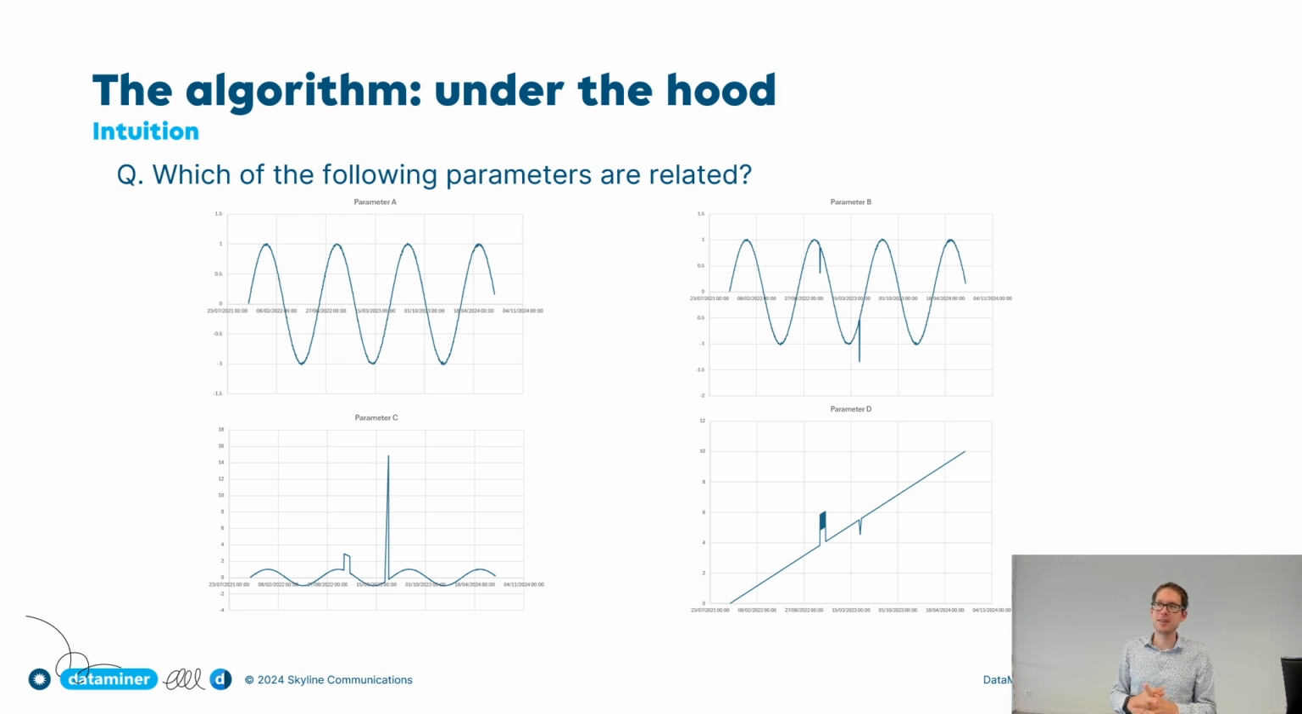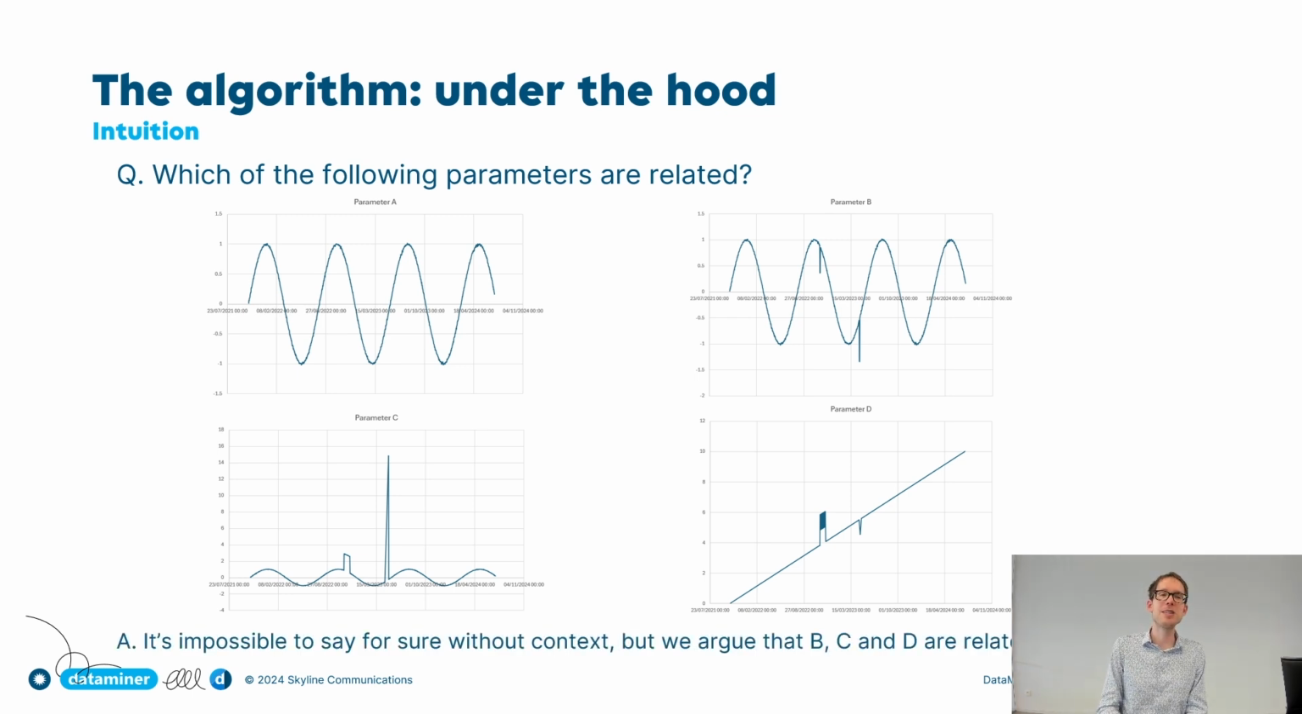Instead of looking at this purely similar behavior, what we do is look at the places where the parameter suddenly behaves differently. And that leads me to the answer on this question. Which of the following parameters are related? Well, we can't be sure, but we argue that B, C, and D are related.